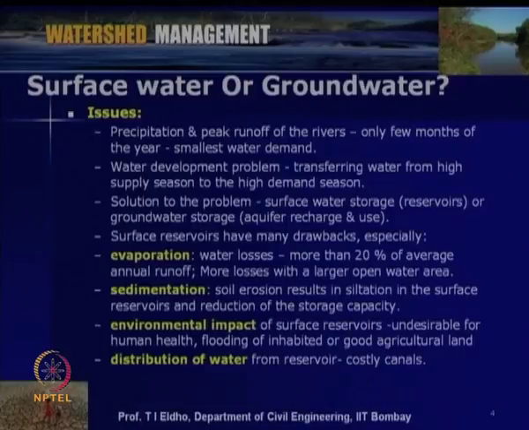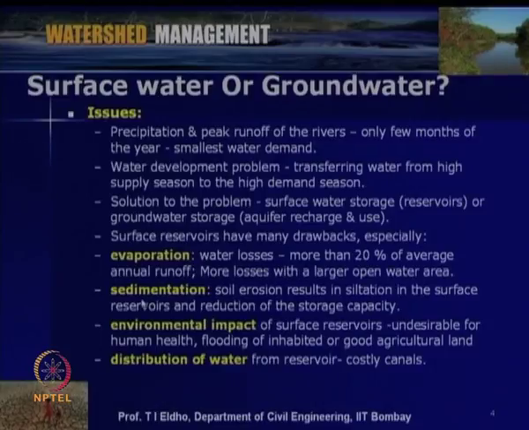Now let us consider surface water availability, say surface water in rivers, lakes or reservoirs. There are a number of drawbacks as far as surface water is concerned, like huge evaporation losses. Approximately about 20% of the average annual runoff is lost in terms of evaporation. There are more losses with a large open water area, so when the reservoir has a huge area, there will be more evaporation.